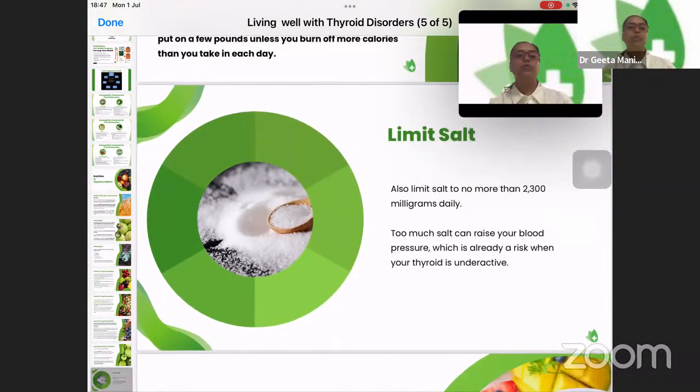You should also limit salt. Salt shouldn't be more than 2,300 milligrams daily. That is around 1 teaspoon, not more than that. Too much salt can raise your blood pressure, which is already at risk when your thyroid is underactive.